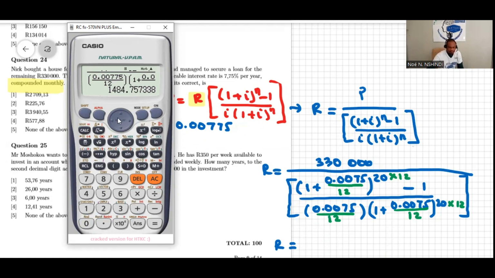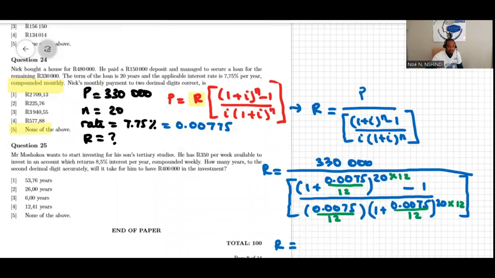Let's double check if everything is correct. Yes, everything is correct. So we don't see this amount among any of these alternatives here. So the correct answer here is none of the above.